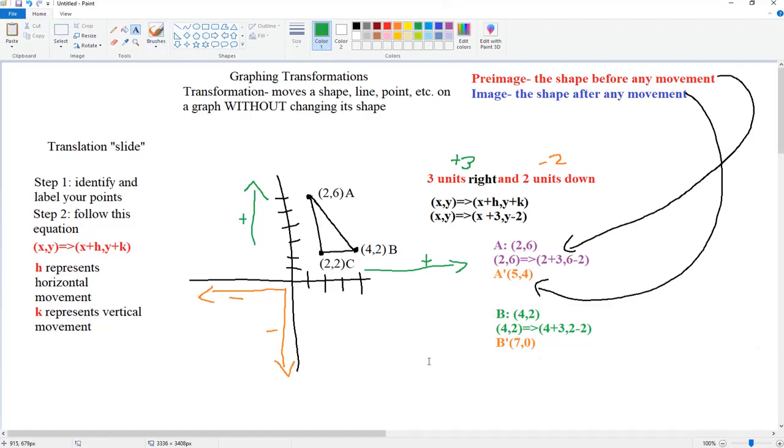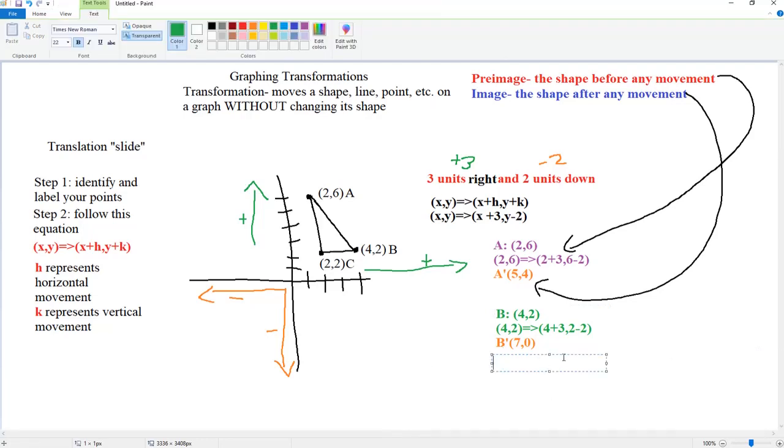For my C, I'll use a medium-ish light blue. So C, my point is 2, 2. So again, I'm going to write out my x and y, 2, 2. Arrow, 2 plus 3, 2 minus 2. And I end up with the ordered pair C prime is 2 plus 3 is 5, and 2 minus 2 is 0. So that's my final answer.